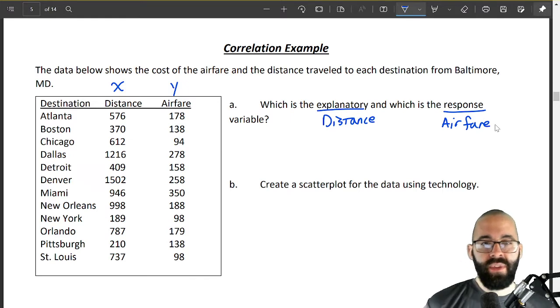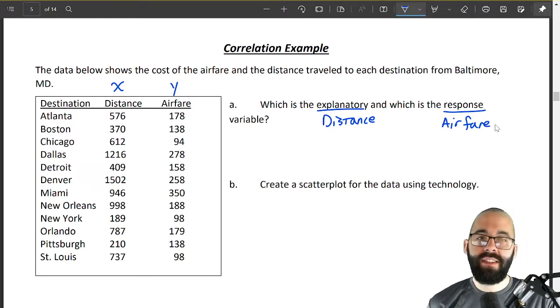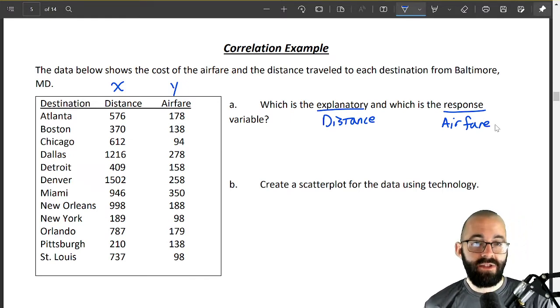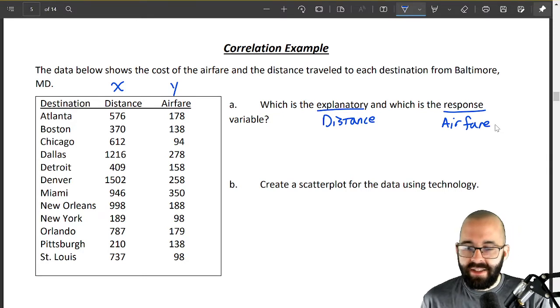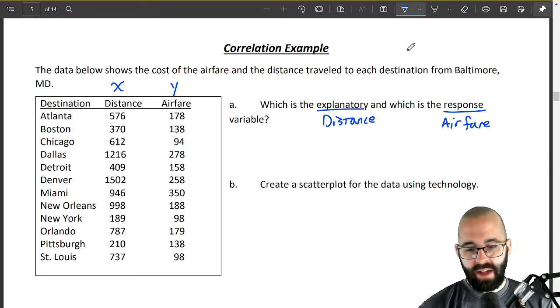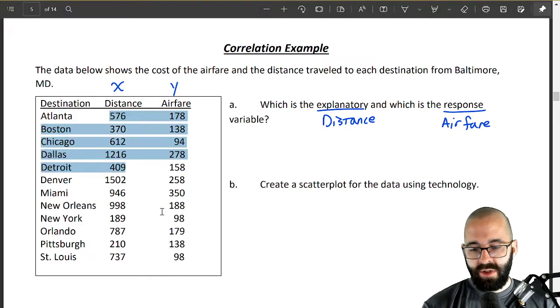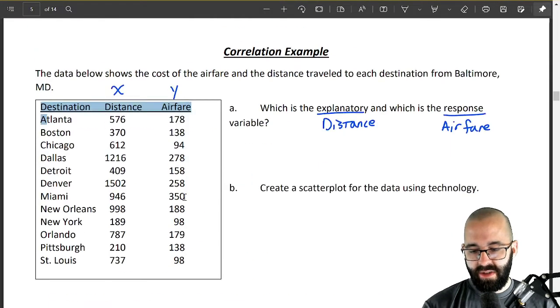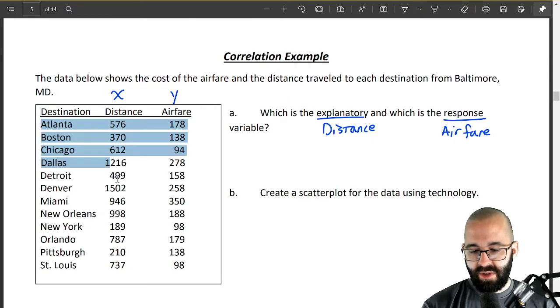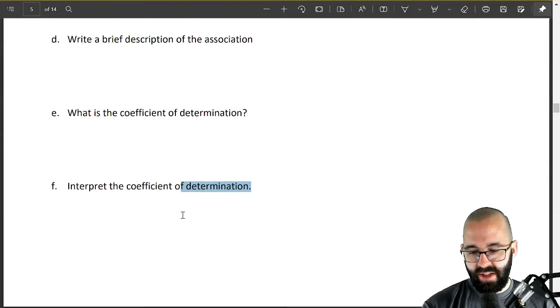We think that a change in distance might cause a change in airfare, just intuitively about what we know about the world. Create a scatter plot with technology. Okay, we're going to try to copy and paste this data. And if it works, great. And if it doesn't, we'll have to manually do it.